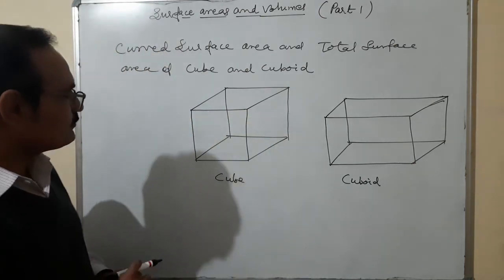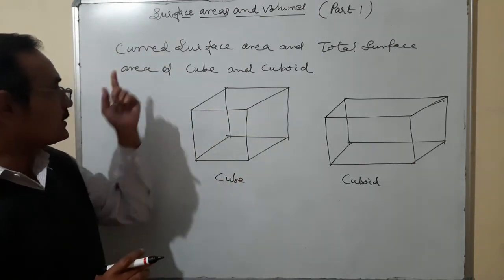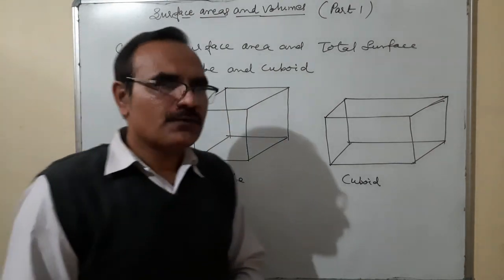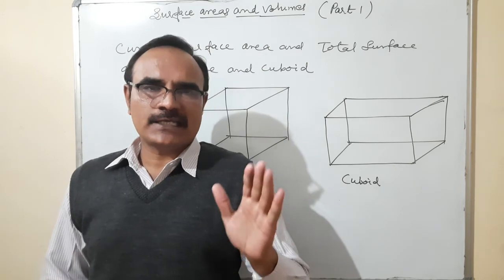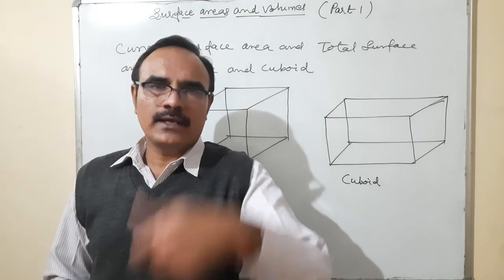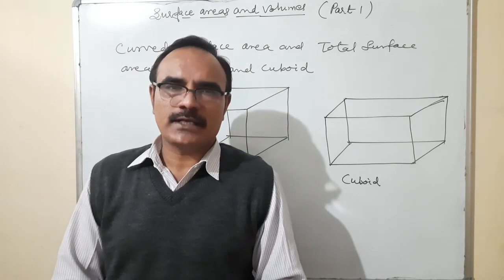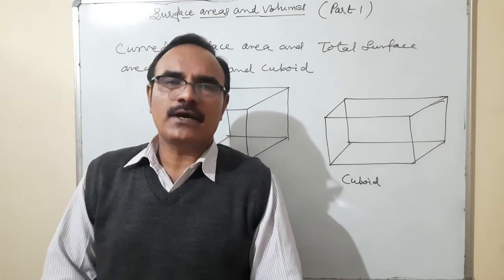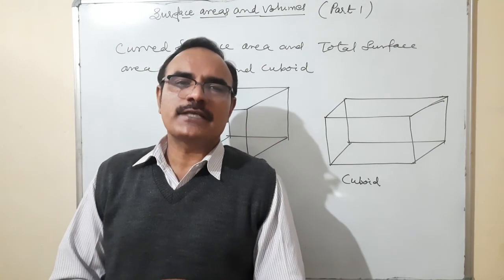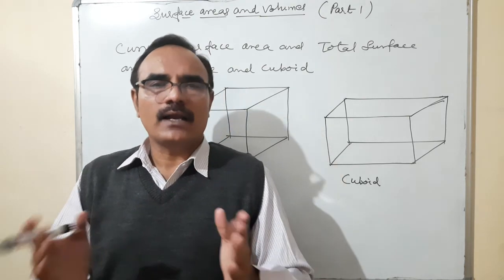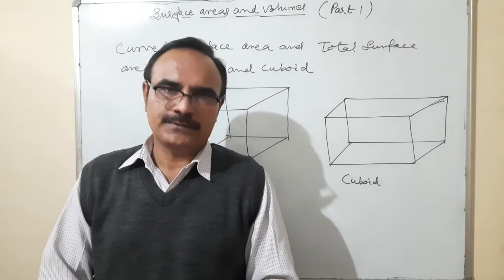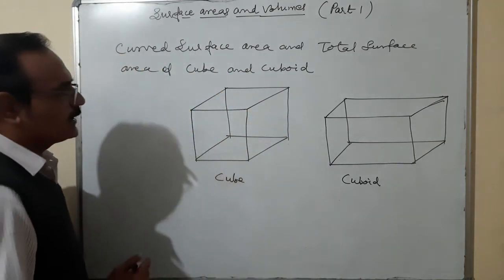When we are talking about curved surface area, that means we are talking about the area of the 4 walls only. We are excluding the area of the floor and the area of the ceiling. We are talking about only the area of the 4 walls. So the area of the 4 walls is treated as the curved surface area of a cube, or the curved surface area of a cuboid. How to find it?